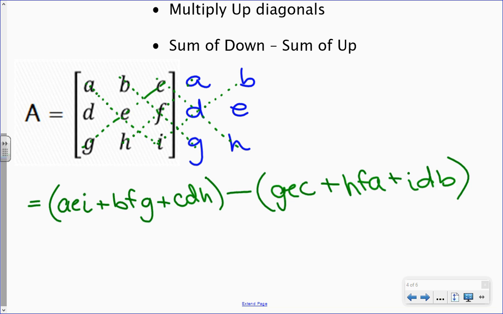Since this was a 3 by 3 matrix, we're looking for any diagonals that have 3 terms, or 3 entries, I guess I should say. Once we're out of diagonals with 3 terms, then we go to the up diagonal. Okay? So let's go ahead and practice this in a real matrix.